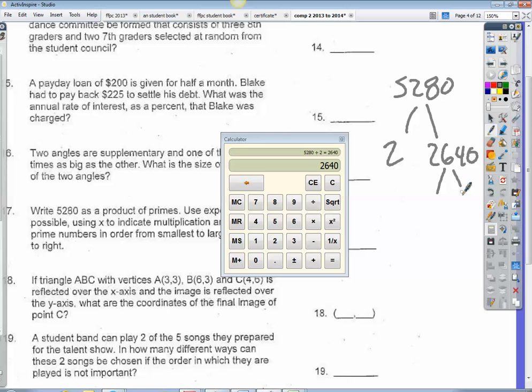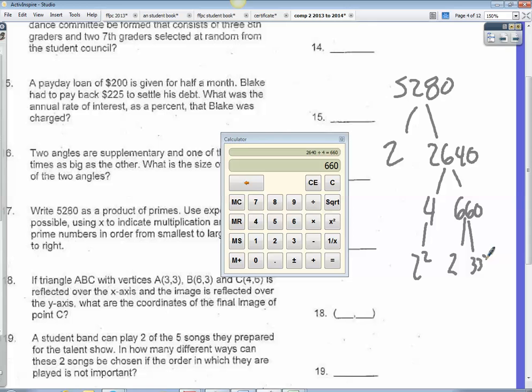This is the height of embarrassment. Well, I'm pretty sure 4 goes into that, and 4 is 2 squared. Alright, so then what goes into... Well, let's see, I know 2 goes into it, and so that is 330. Another 2. And that's going to be 100.